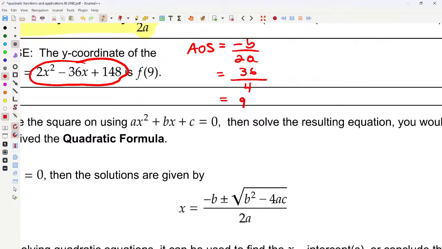Oh, if I have an equation, which I do, and I have an x, which I do, I can just substitute it in. Oh, that means true. To find the y coordinate, I would have to substitute 9. I'd have to evaluate the function.